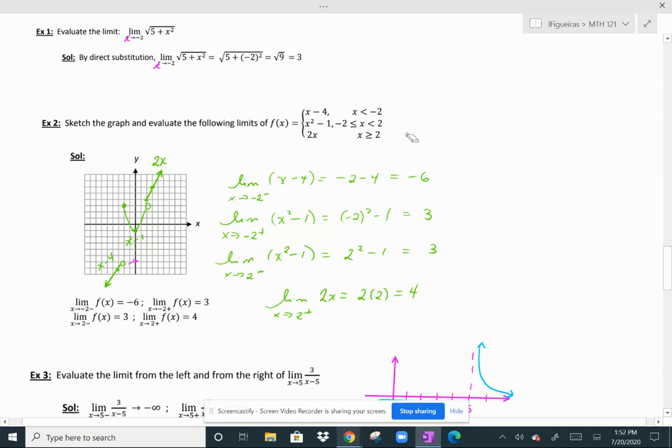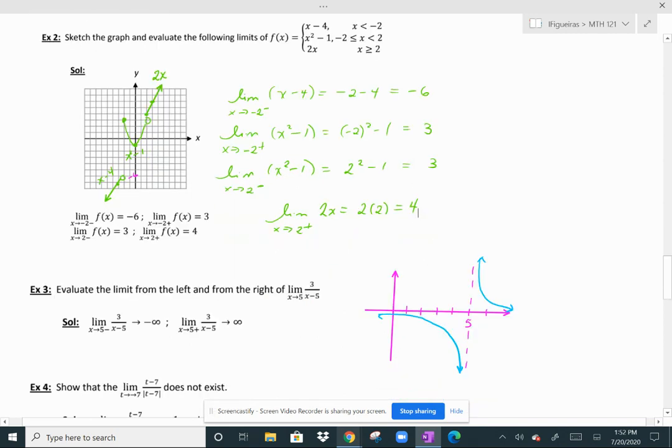Okay. So here we're going to evaluate the limit from the left and the right of this function, 3 over x minus 5, as x approaches 5. So we know that at 5, this rational function is undefined, because it would be 3 divided by 0. The graph looks like this. We have a vertical asymptote at 5.